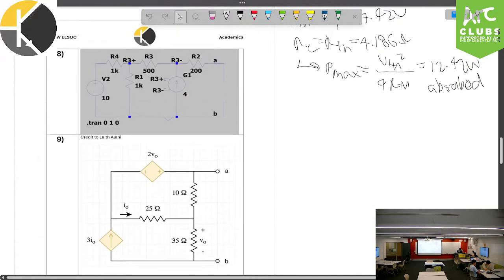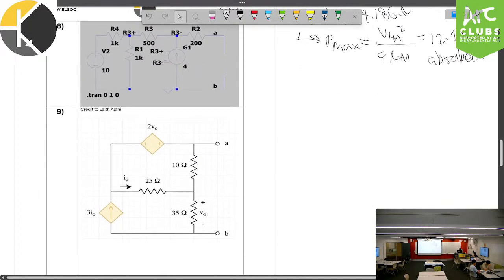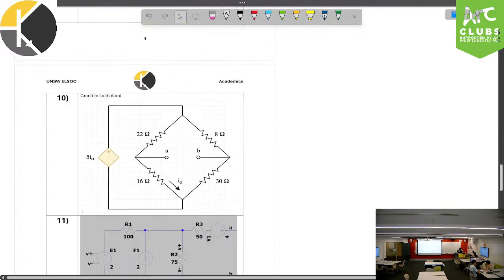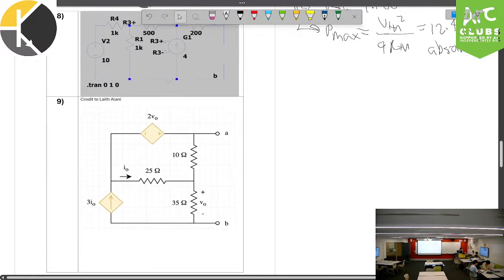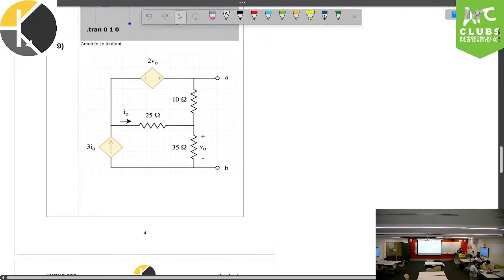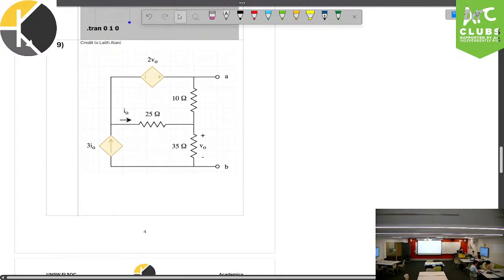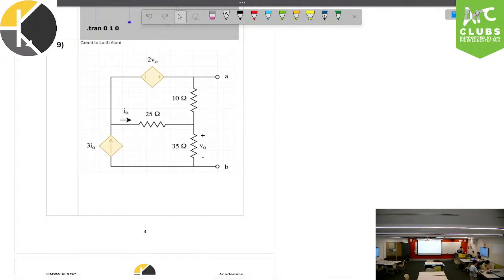We'll skip over 8 real quickly, and then we'll just do question 9 and then question 10, and then I'll hand it back over to Aldo. So, question 9 is quite a bit different. It's also a good bit harder. It's probably one of the harder sorts of questions you would look at during your midterm.